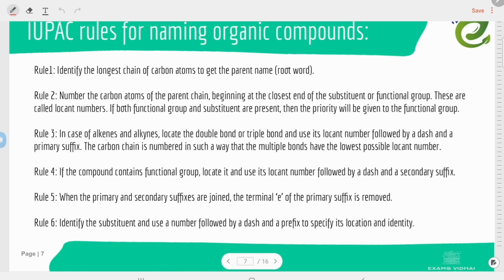In case of alkene and alkyne, locate the double or triple bond and use its locant number followed by a dash and the primary suffix. The carbon chain is numbered in such a way that the multiple bonds have the lowest possible locant number. If the compound contains a functional group, locate it and use its locant number followed by a dash and the secondary suffix. When the primary and secondary suffixes are joined, the terminal e of the primary suffix is removed. Identify the substituent and use a number followed by a dash and the prefix to specify its location.